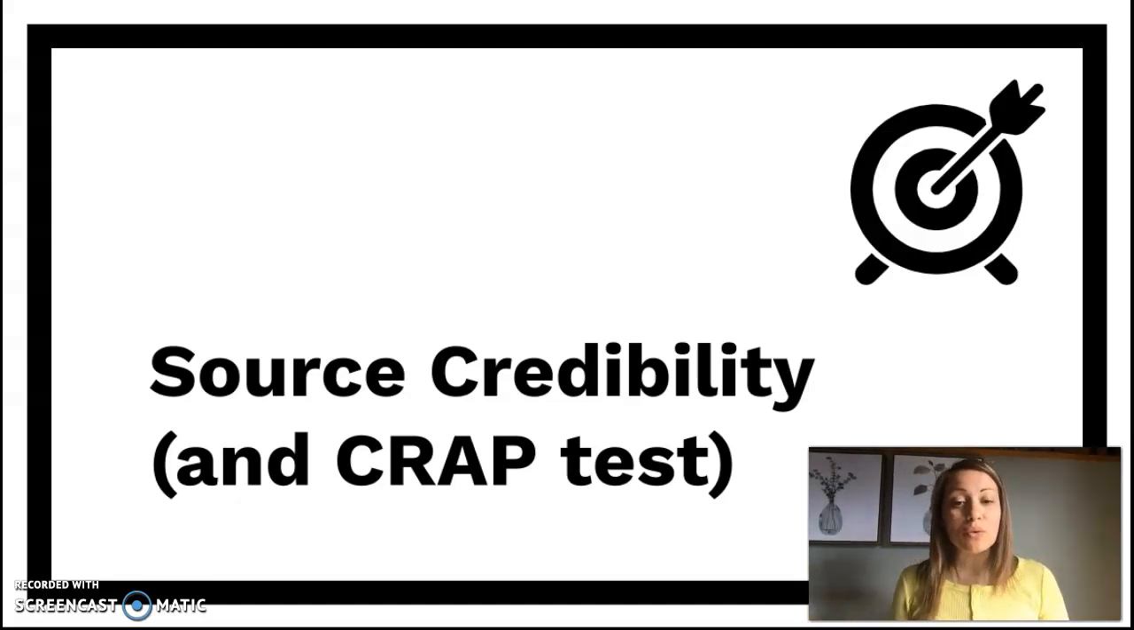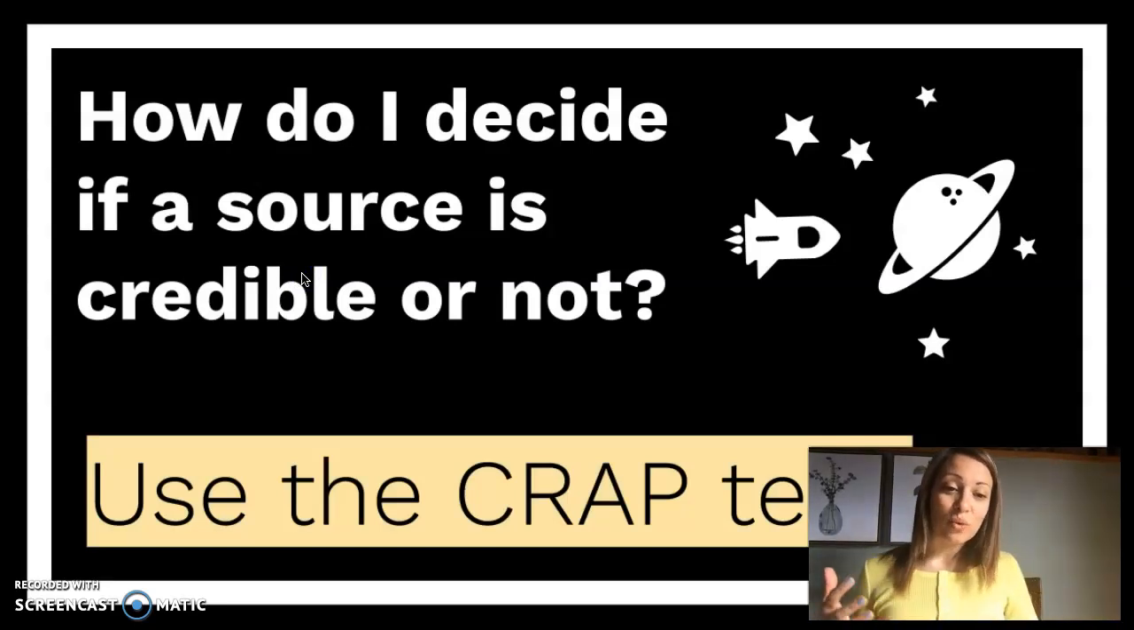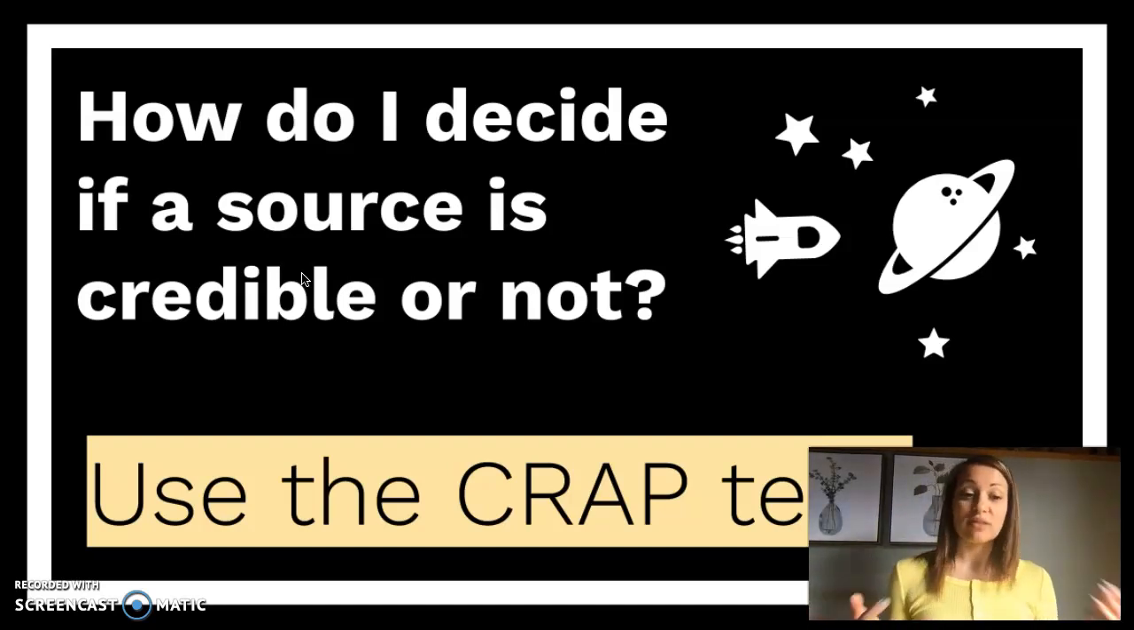So today we're going to go through what we call the CRAP test. It's a way to figure out if a source should be trusted or not. Using this CRAP test is going to help you determine if the source and the information that you're getting is something that you should trust and believe and use in your research, because you don't want to be the kid who ends up in front of the class or who ends up writing in their paper something completely ridiculous and untrue.